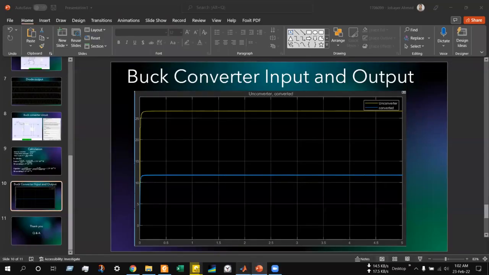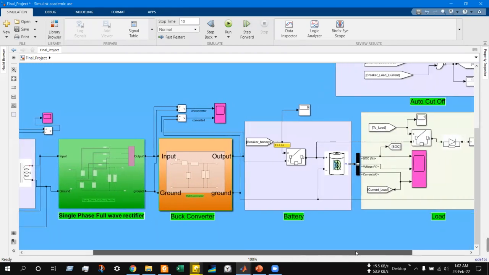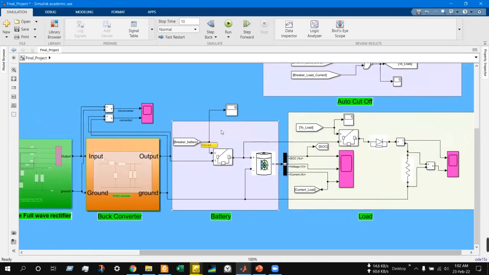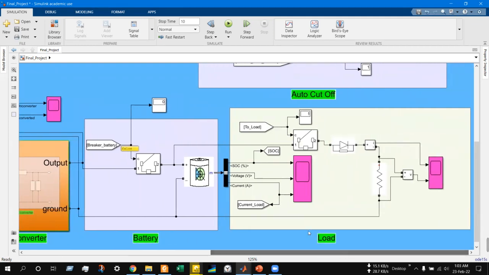I am Bishoy Pal, ID 109, and I will start presenting from the battery circuitry. Now, this is the battery circuit where we have used a breaker for the auto cutoff mechanism. Then we observe the state of charge, voltage, and current of the battery. And this is the load side for simulating the discharging part. Here we have used the breaker and diode for blocking any reverse current flow.